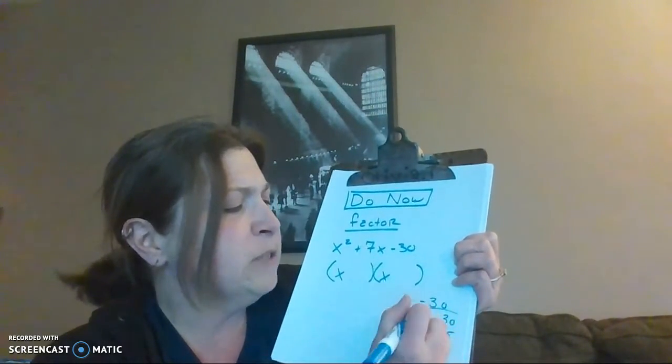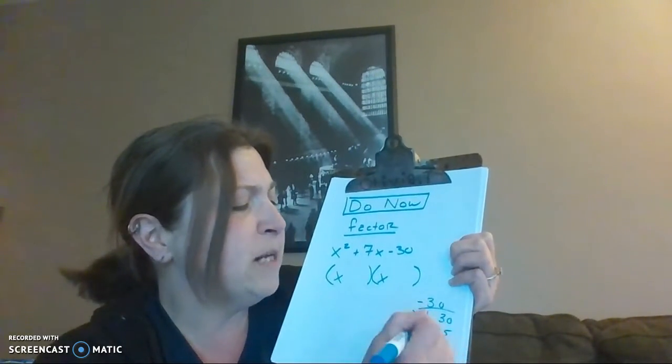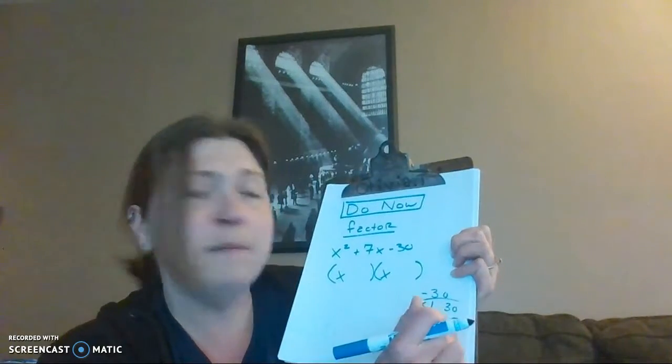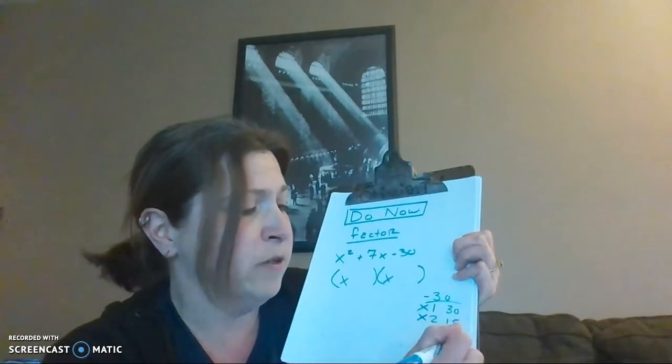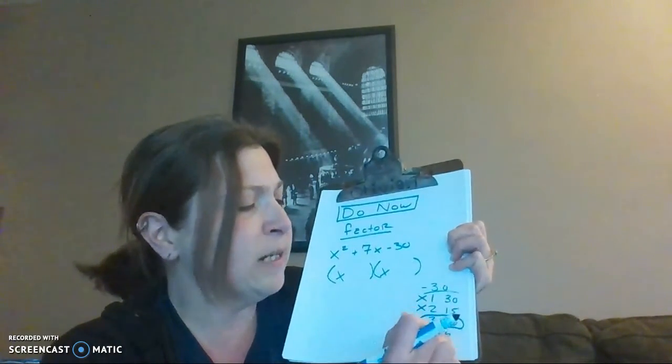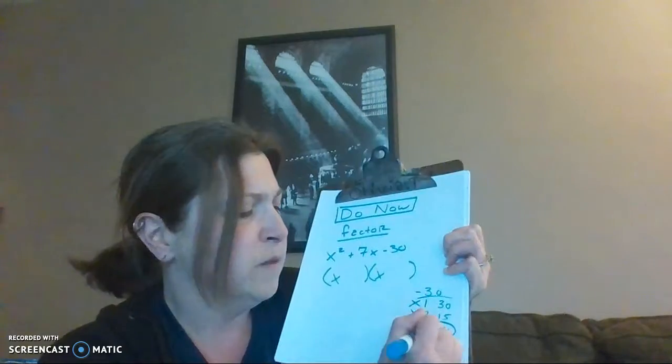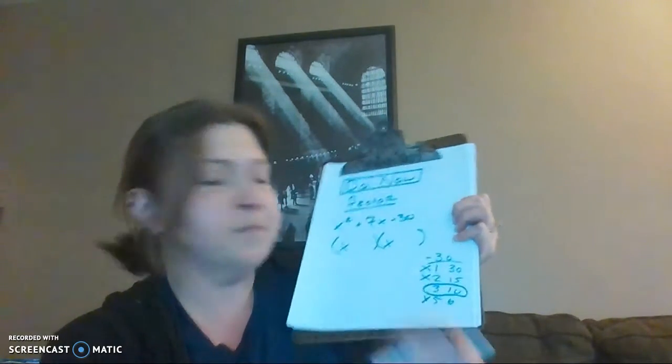All right, 30 minus 1 is 29. 15 minus 2 is 13. 10 minus 3 is 7, though. Looking good. And let's just double check. 6 minus 5 is 1. All right, so I'm going to use 3 and 10.